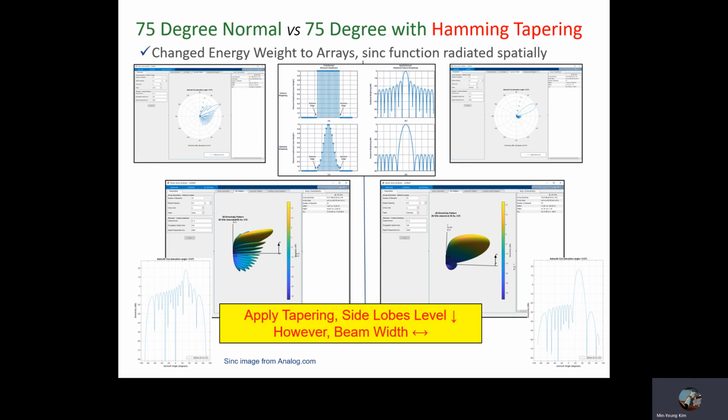Fortunately, we have a workaround solution called tapering to remove annoying side lobes. The abrupt-edge uniform energy distribution of the array makes a spatial sinc function radiation. By changing the energy weights of the array to have smooth edges, the side lobe beam level decreases. However, still there is no free lunch. With the tapering technique applied, the main beam width is increased as a side effect.